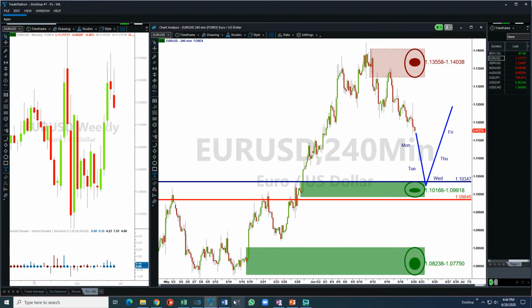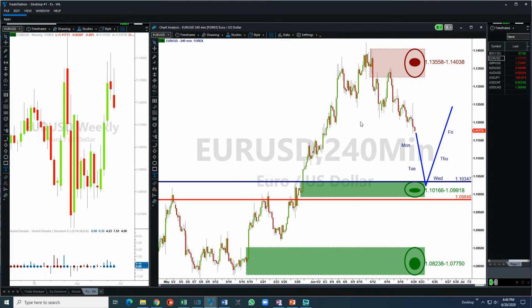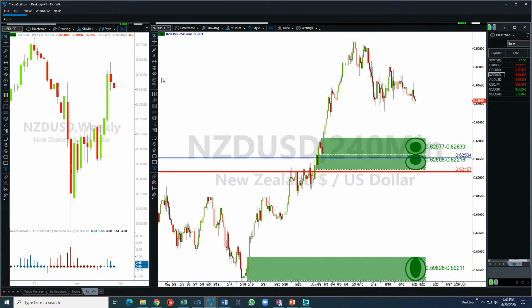So we've put our plan down in here. That's on the euro. We've also looked at the GBP USD. Let's continue. New Zealand dollar. If there are any other questions, comments, please do put it in the chat box.